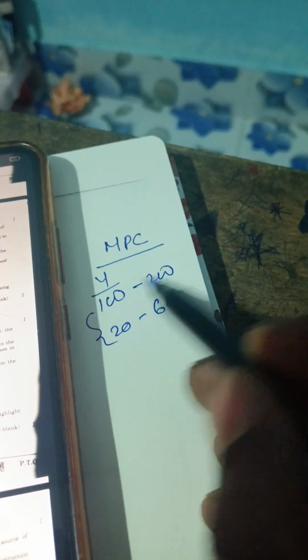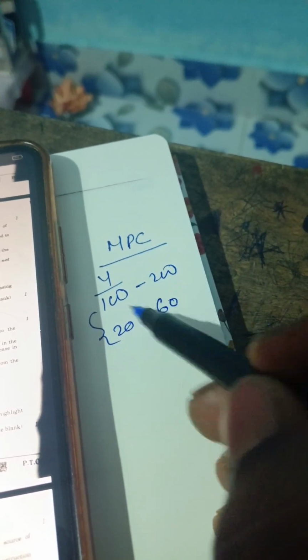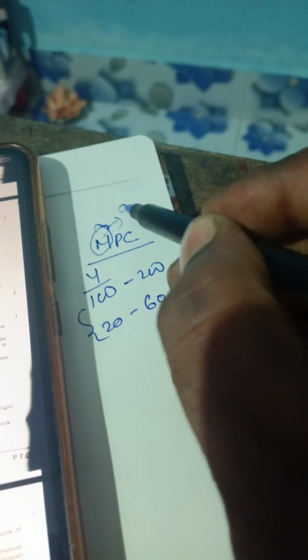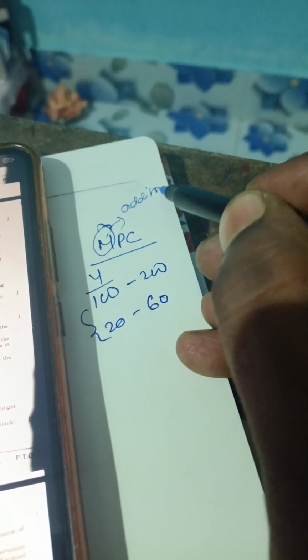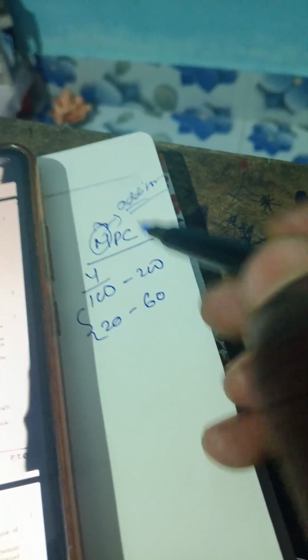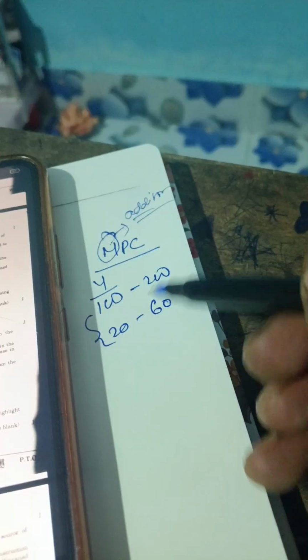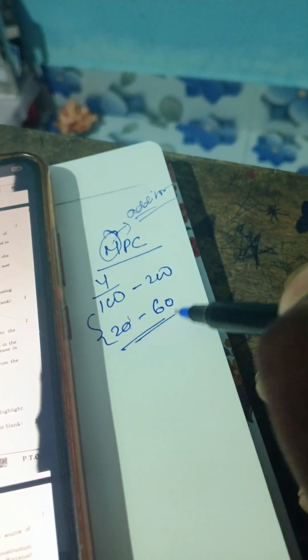Okay, so we can see here both are changing. So these are talking about the changes. The word marginal itself tells about the additional, or it tells about the changes that are occurring. Here, if you see, the income has increased from 100 to 200, and the consumption also increases from 20 to 60.